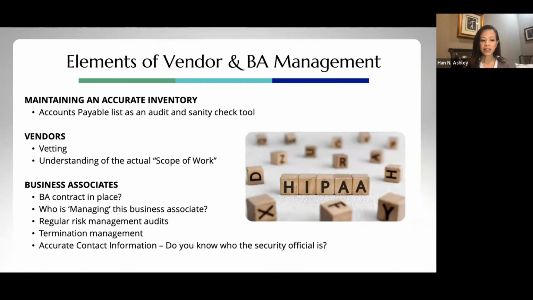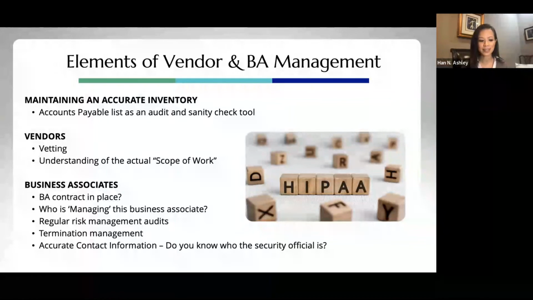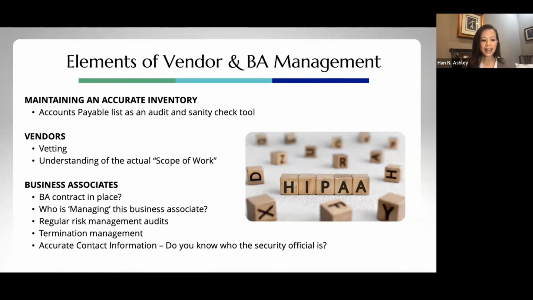When the OCR, the Office for Civil Rights, started producing a protocol for auditing, they began asking if their covered entities had information on their business associates and business associate security official. This accurate contact information is very important to have in the event of a breach. And we feel that annual audits and reviewing your vendors can keep that type of information up to date.